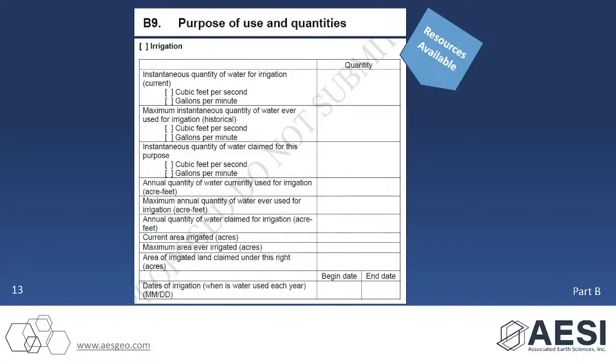Then they want to know the annual quantity. So if you picture it as a bucket, how full was your bucket that you're currently using? Historically, how much annual water did you use and what are you going to claim? And then they want to know your season of use, so the dates of irrigation.